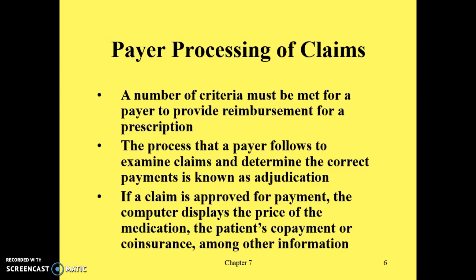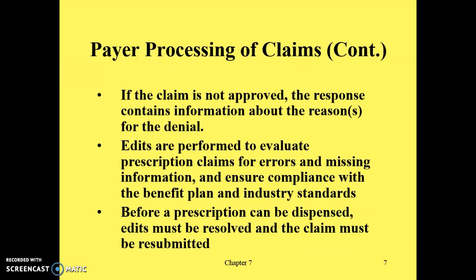We have a number of criteria that have to be met in order for the payer to provide reimbursement for a prescription. And so during that whole process, that process of reading the prescription and processing the claim and approving it is called adjudication. So if we have everything fine, we're going to get a notice on our computer screen that tells us what the price of the medication is, what the patient's copay or coinsurance might be, and things like that. However, if the claim is not approved, we're going to get information about why not. So it's going to give us information about what we did wrong and what edits we need to perform.